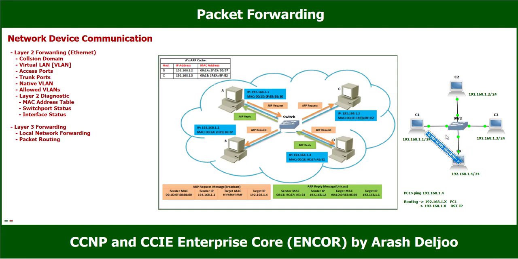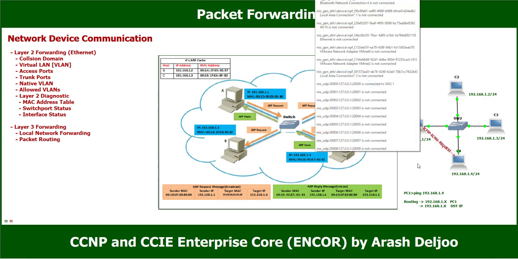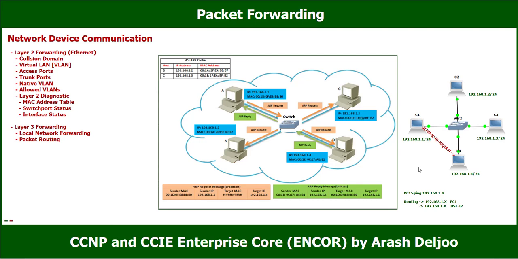Because of that, computer 1 needs to find the MAC address of computer 4. You know that in each computer we have an ARP table or ARP cache, or address resolution protocol cache. First, computer 1 should search inside its local ARP cache or ARP table to find the MAC address corresponding to 192.168.1.4. As you can see here, computer 1 doesn't have any MAC address. Actually, the ARP table of computer 1 now is empty.